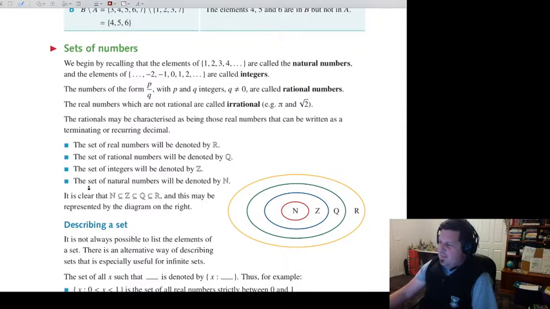Now, here is how this works. It's saying here that N is a subset of Z. Yep, so natural numbers are a part of integers. Yep. Integers are a part of rational numbers, and rational numbers are a part of real numbers. Yep, that's what that's talking about there. So when you're looking at it, everything is part of a real number.